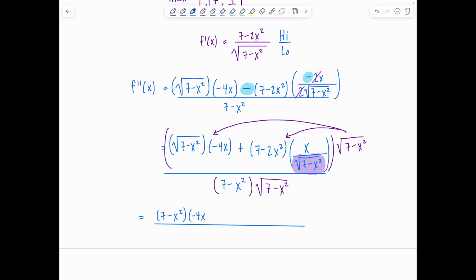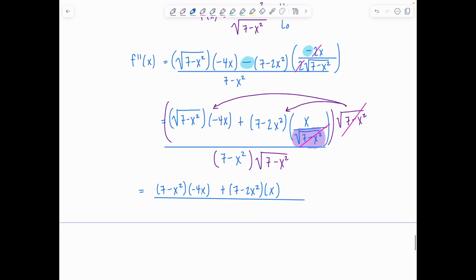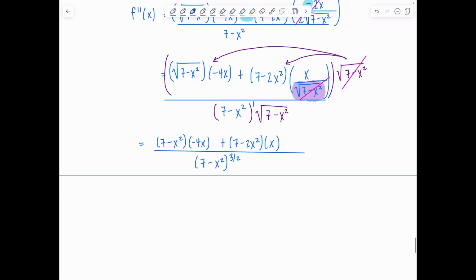Negative 4x is minding its business. Plus, now when it distributes here, it just cancels completely. Boom, boom. So then I just have 7 minus 2x squared times x. Good? In the denominator, you have 7 minus x squared to the 3/2 power, because this first factor is to the first, the other one's to the 1/2, add them up. Okay, things are looking better. The worst is over, I promise you.